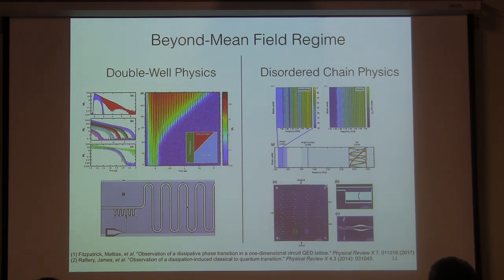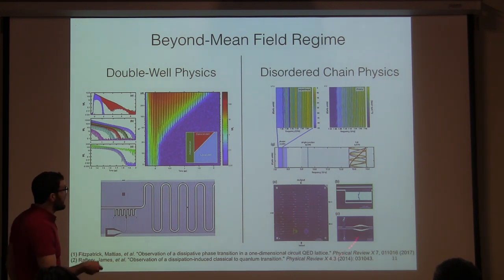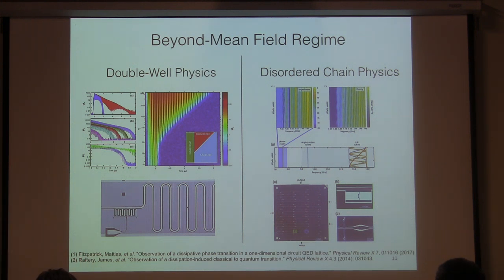So again, there are a number of very beautiful results from Andrew Houck's group. This is essentially a double-well system showing a transition from delocalized physics to localized physics as the number of particles in the system drops. So essentially at high particle numbers you kind of have a fluid, at low particle numbers you have a solid. Here's a chain of many, many qubits showing some disorder physics in a strongly interacting regime.